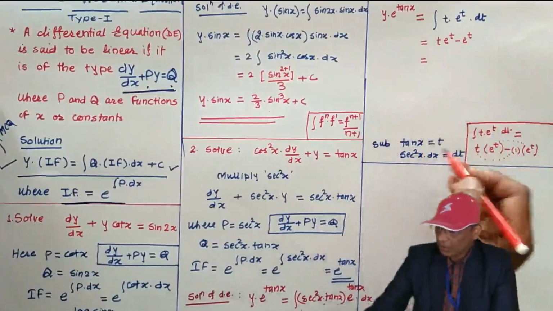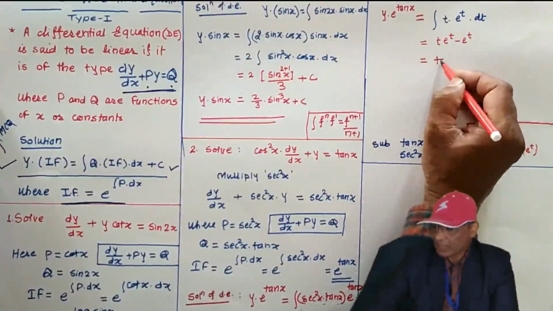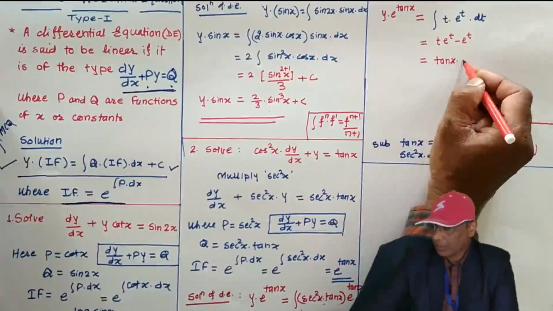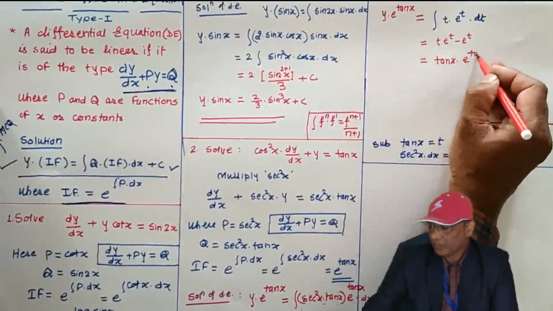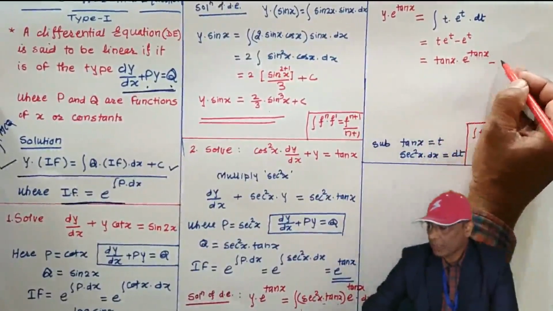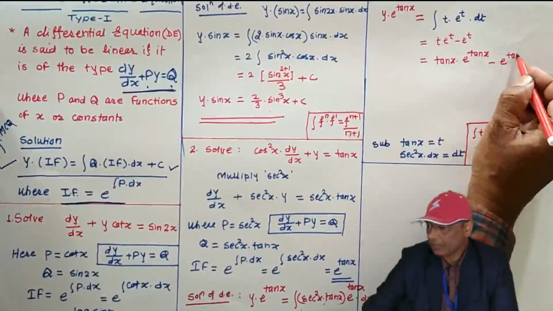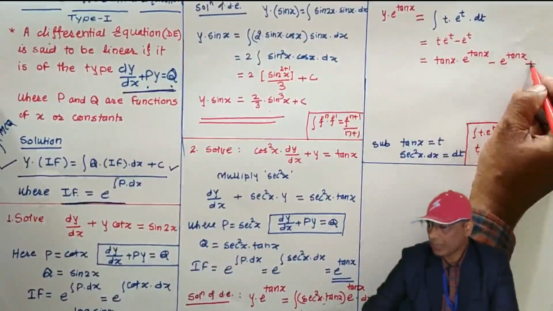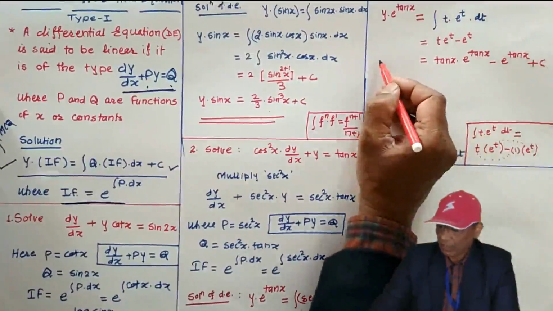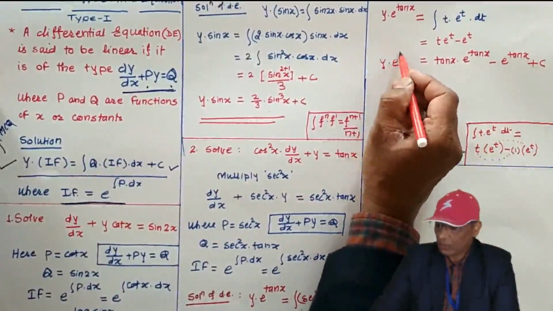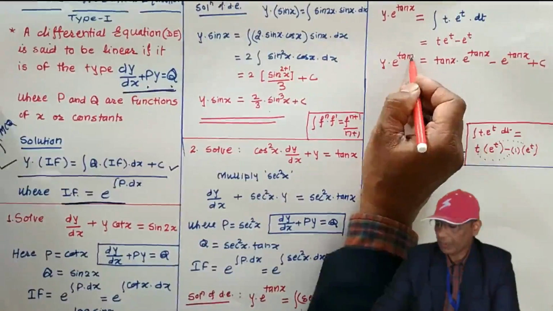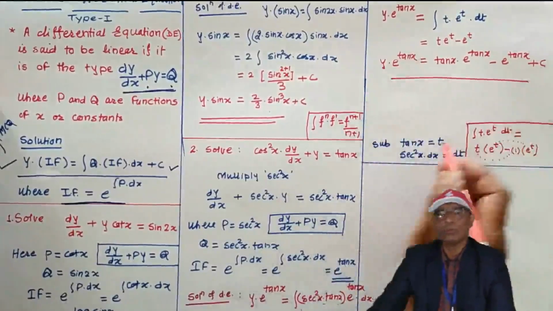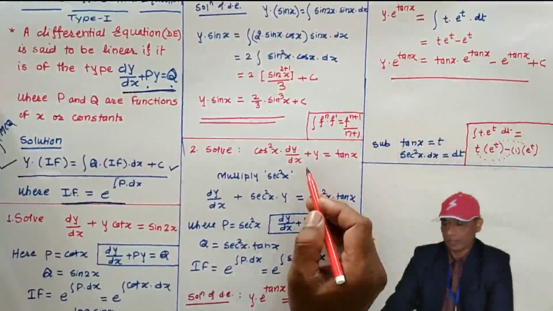See, t is what? Finally, after integration, t is tan x. Put t equal to tan x, and in the last step I am putting plus the integration constant, and on the left hand side y e to the power tan x is also present. Okay, this is the solution to this differential equation.